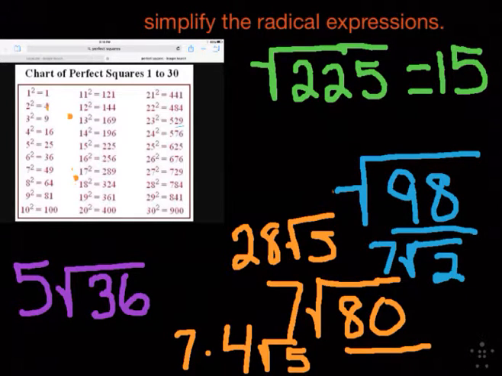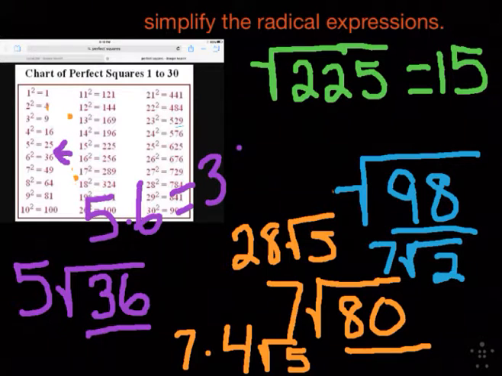Now let's look at the purple problem. We see that we have 5 square root of 36, so we want to first look at our perfect square, which is 36, and we see that that is already a perfect square, so we keep that on the outside. So we're going to go ahead and use that. That's the same thing as 6. So we do 5 times 6, which gives us 30.